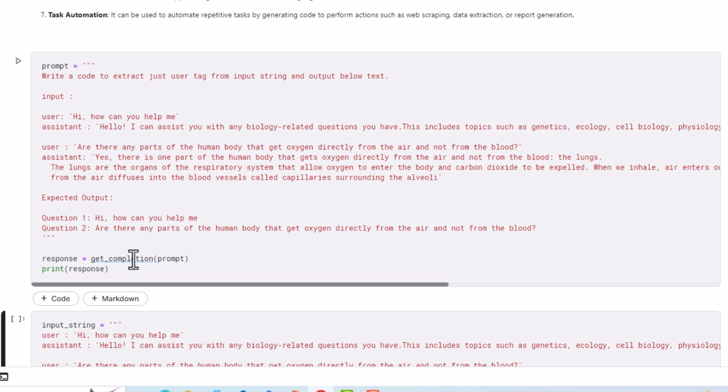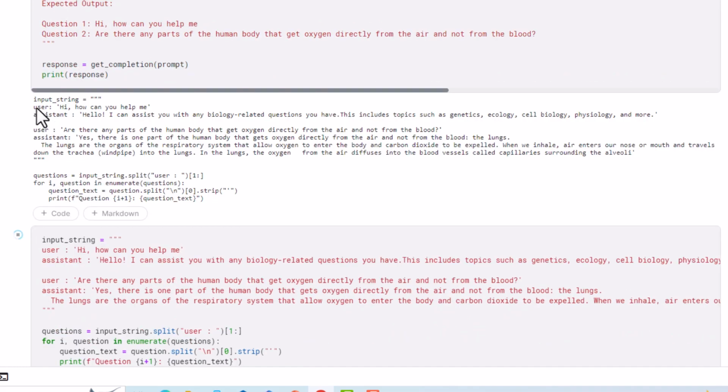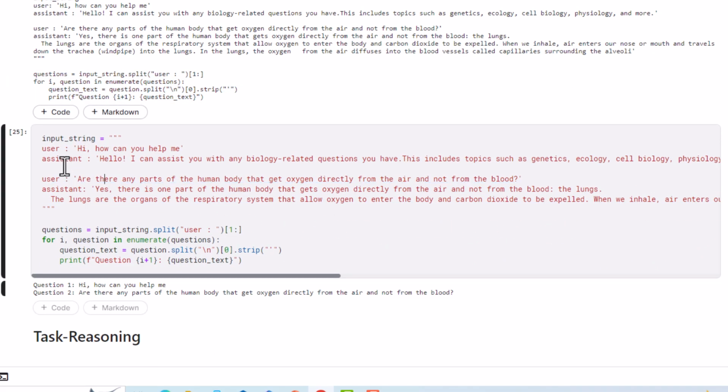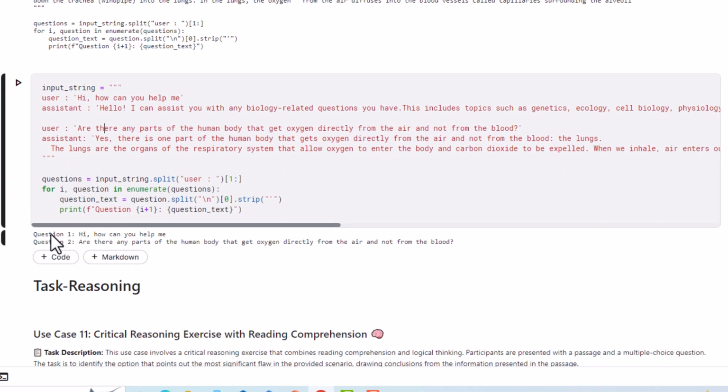So I'll run this prompt. Here is how the model has responded. It has given you the input string and it has given you code to try and extract these answers. Let's try this code. As you try this code, it will be able to parse the output and you have Python code ready for it.